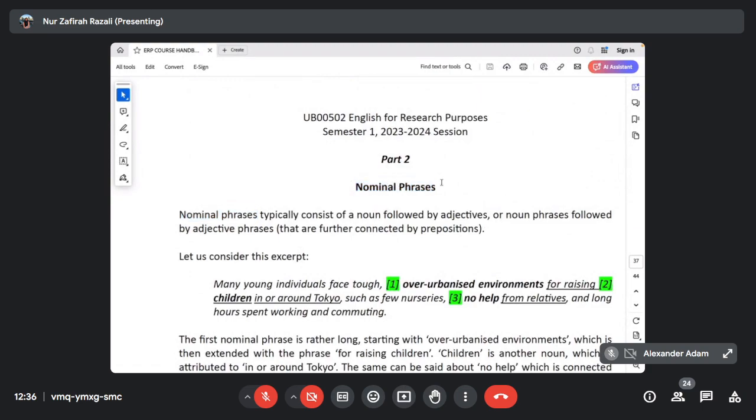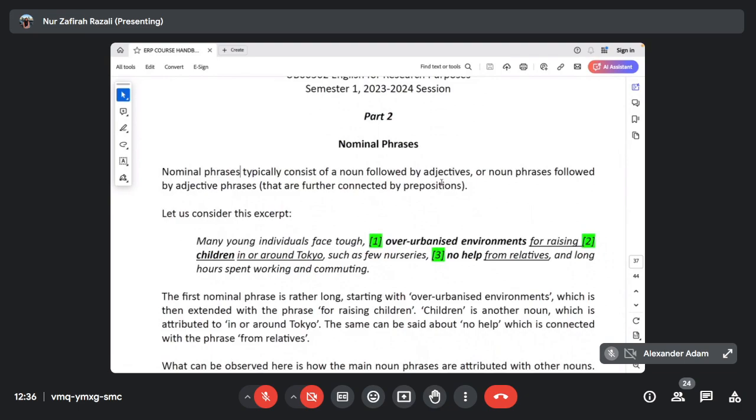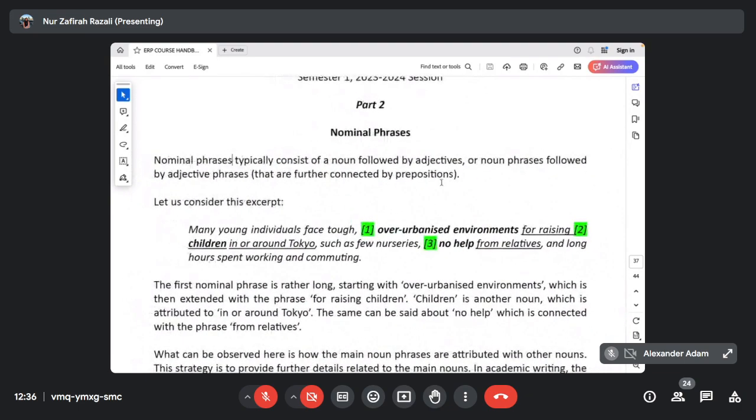Okay, so are you guys familiar with nominal phrases? Yeah? Remind us. I remind you guys. Okay, nominal phrases typically consist of a noun followed by adjectives, or noun phrases followed by adjective phrases that are further connected by prepositions. Now, the tip to identifying nominal phrases is to take a look at the prepositions.